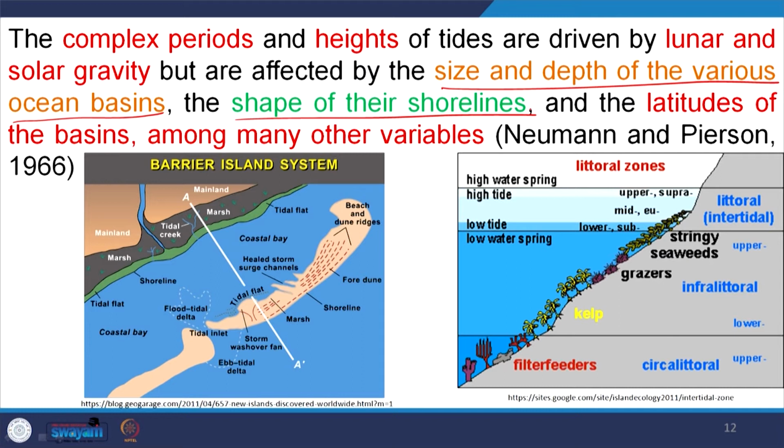Among many variables, these variables like the size and depth of various ocean basins, shape of the shoreline, latitude of the basin and type of rock exposed all influence differently to decide what coastal geomorphic processes are active there and what coastal landforms will be produced there. Okay.